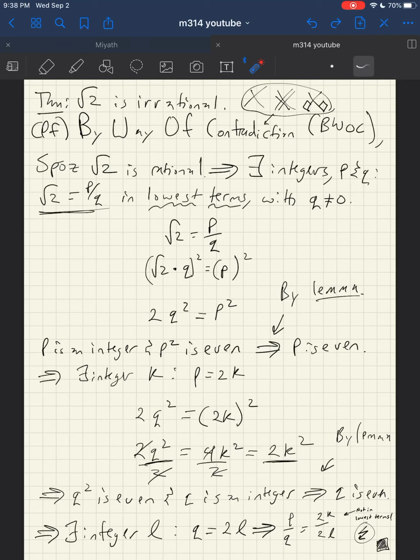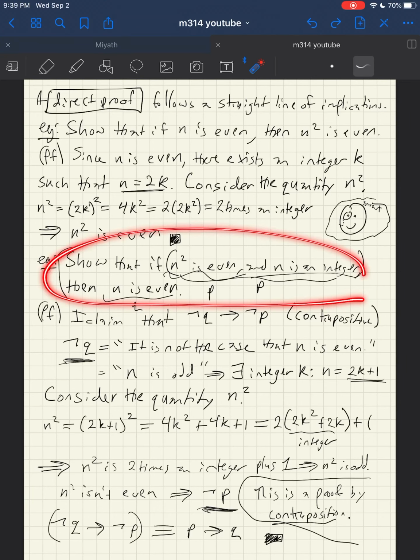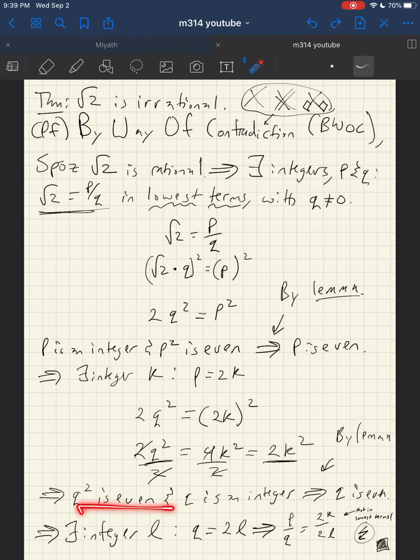Okay, fine. So if p is even, that means there exists an integer k such that p equals 2k. Now when we plug our value in for p here, we get 2q squared equals 2k quantity squared. Simplify. 2q squared equals 4k squared. Divide both sides by 2. And we get q squared equals, guess what? 2 times k squared, which is 2 times an integer. That means q squared is even. But recall q is also an integer. So we can apply this lemma: q squared is even and q is an integer implies q is even.